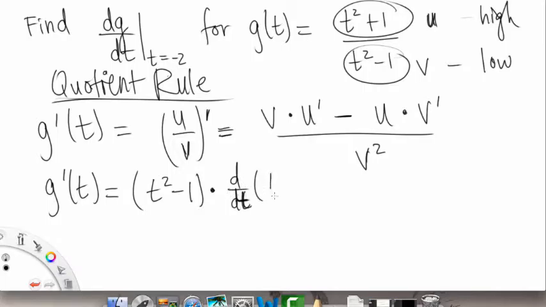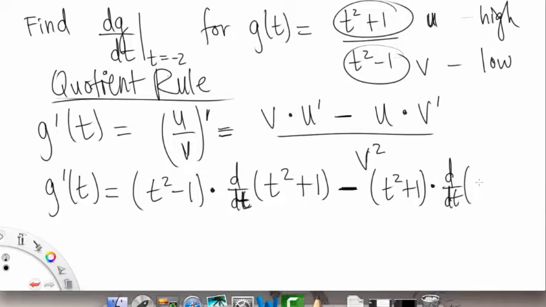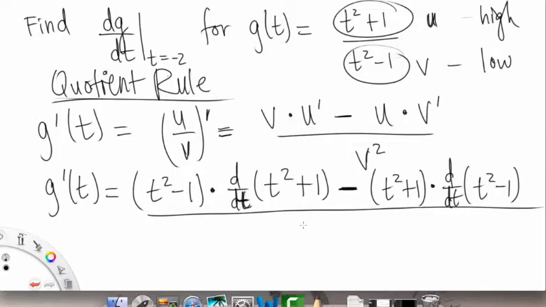So d dt of the top, of high, which is t squared plus 1, okay? And then we have minus, that less sign there, high d low. So high is t squared plus 1, and d low would be d dt, again, of whatever's on the bottom, so t squared minus 1. And then this is all written over low squared below, so t squared minus 1, quantity squared. Alright, so let's continue simplifying here. I think I can squish in one more line down here.